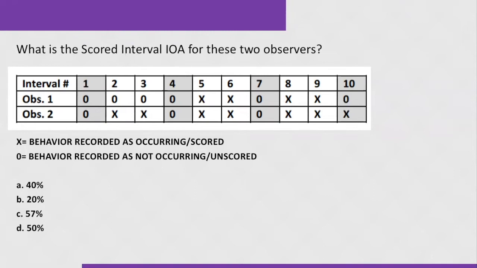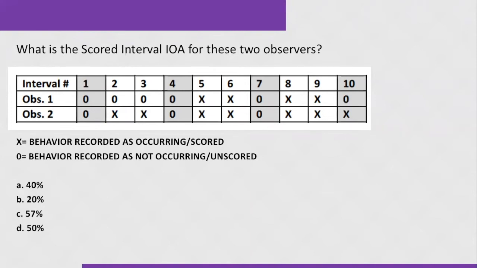What is the scored interval IOA for these two observers? So what we have to figure out here is basically what does the X mean and what does the O mean? Well, in this question, we're very lucky because we have a legend and it literally tells us X equals scored, O equals unscored. So now we've got to do this in a couple of small steps.